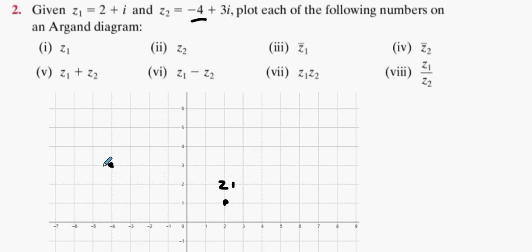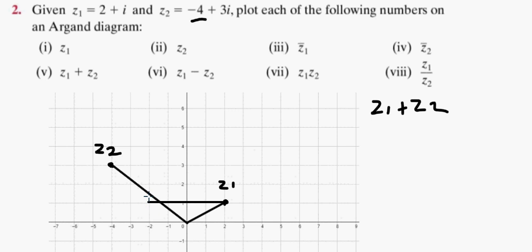Okay? Now, from a visual perspective, what do you think Z1 plus Z2 looks like? Anybody know? You don't have to draw the lines, by the way, they're just there to show what's going on. So Z1 plus Z2, do you know what that means? Go Z1 and then do the same distance with Z2. So you can do it graphically as well. Across 2, up 1, and now what do I do? Across 4, up another 3. And right there, that's Z1 plus Z2.